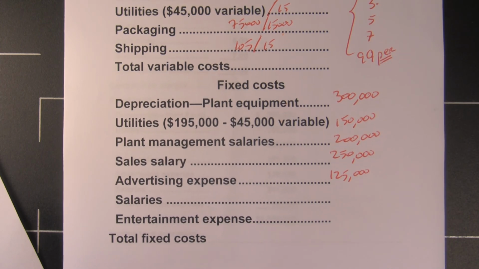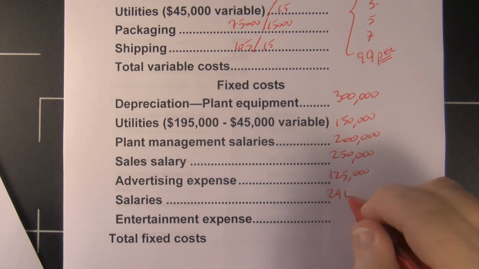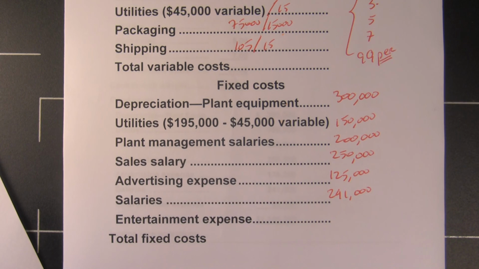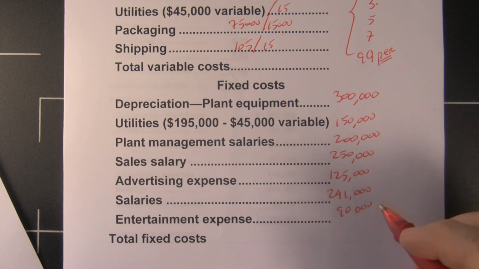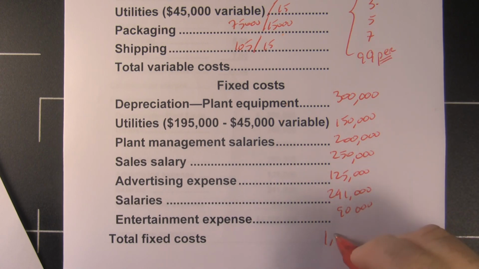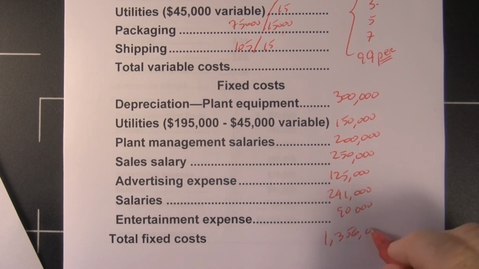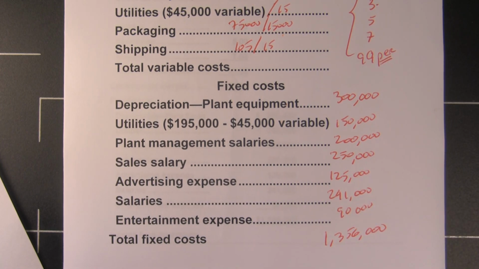Salaries for the rest of the staff is $241,000. The entertainment expense is $90,000. That's a hell of a bar bill, I tell you. Even I'd never run up one that big. So our total fixed costs are $1,356,000. That's what we needed to do for 21A Part 1.